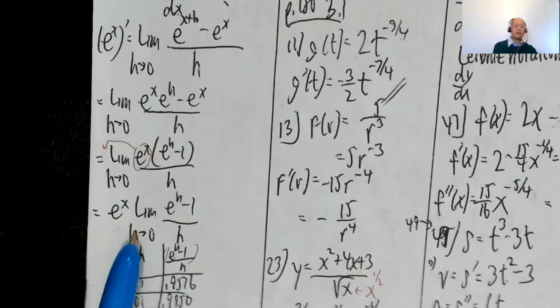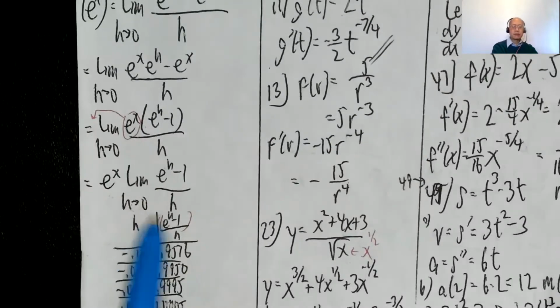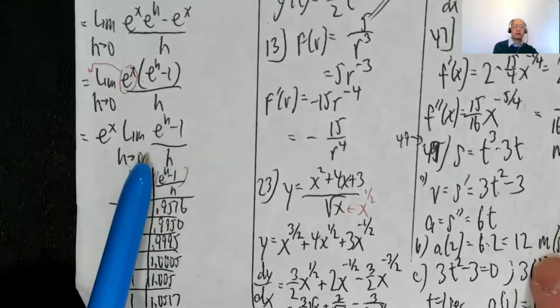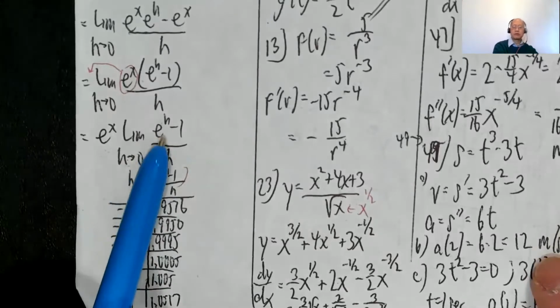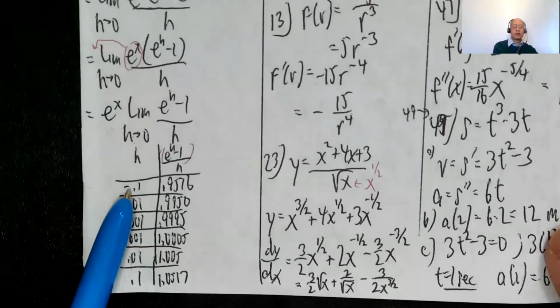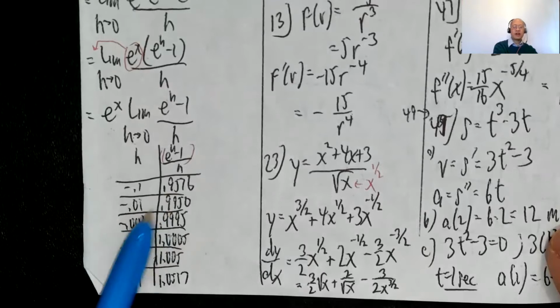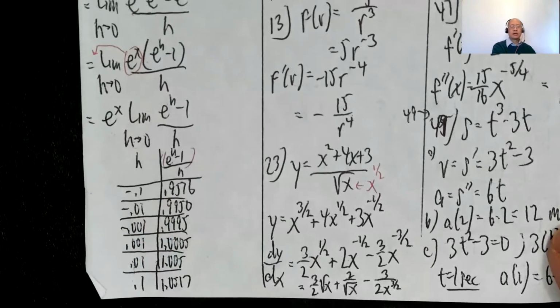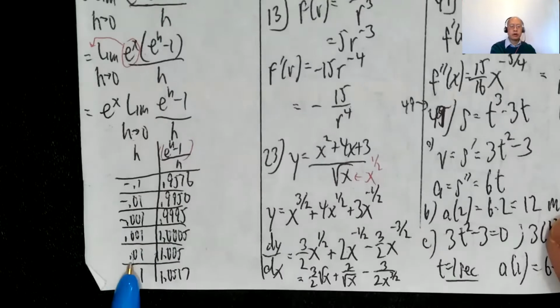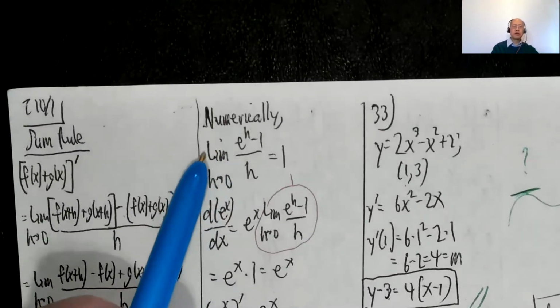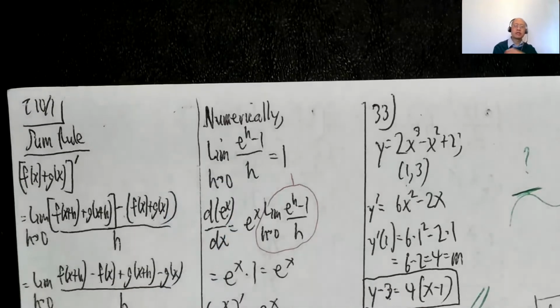So if I can find out what this limit is, then I got it. It's e to the x times whatever this limit is. Okay. So limit h approaches 0, e to the h minus 1 over h. Well, I'll just make a table of values. There's no algebra you can do. So I plug in negative 0.1, negative 0.01, negative 0.001, giving 0.95, 0.995, 0.9995, and then approaching 0 from the right, 0.1, 0.01, 0.001, giving 1.05, 1.005, 1.0005. So it seems like the limit turns out to be 1, and it is. So numerically, limit h approaches 0 of e to the h minus 1 over h is 1.